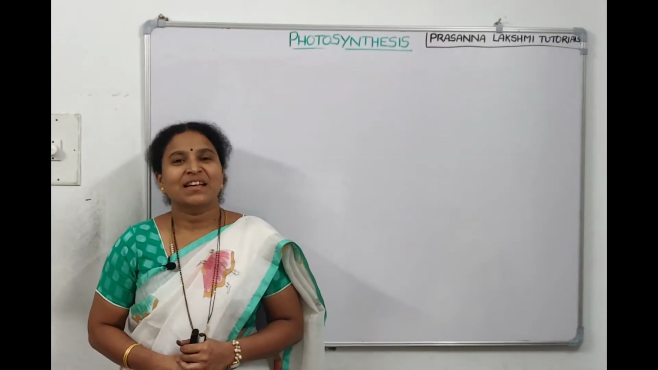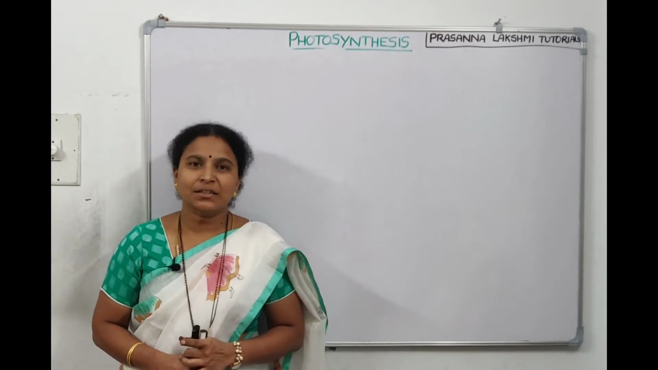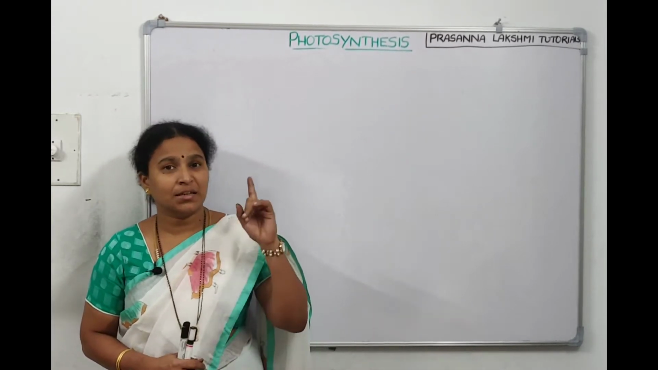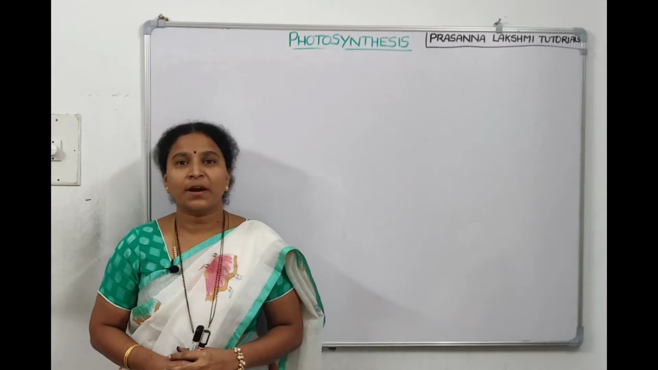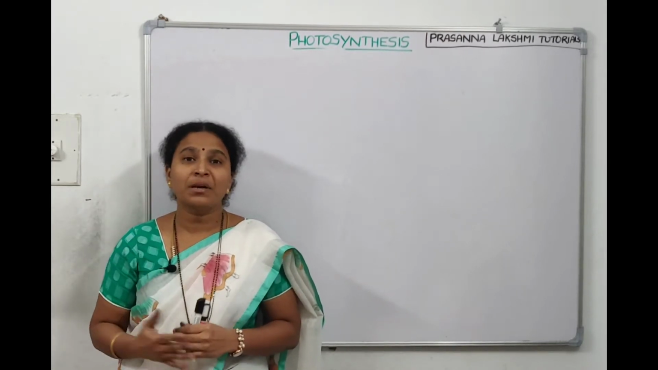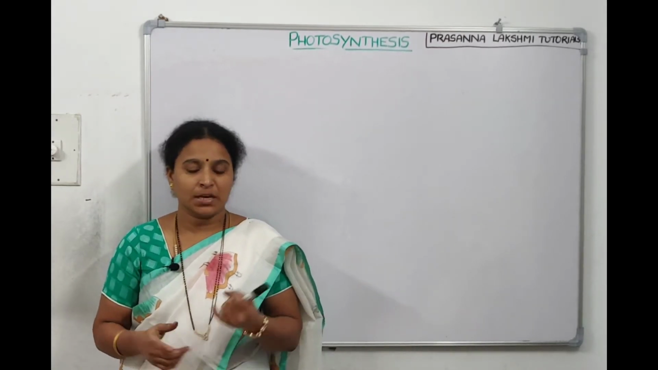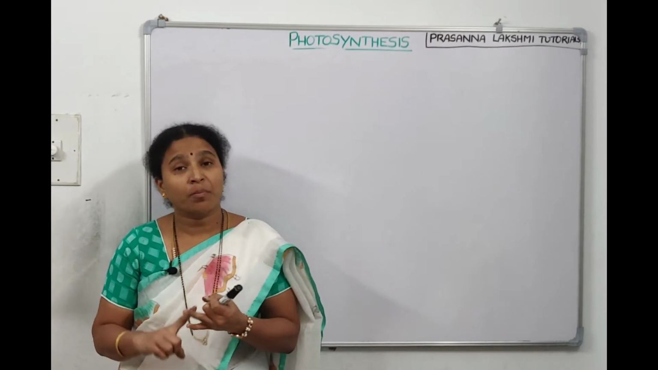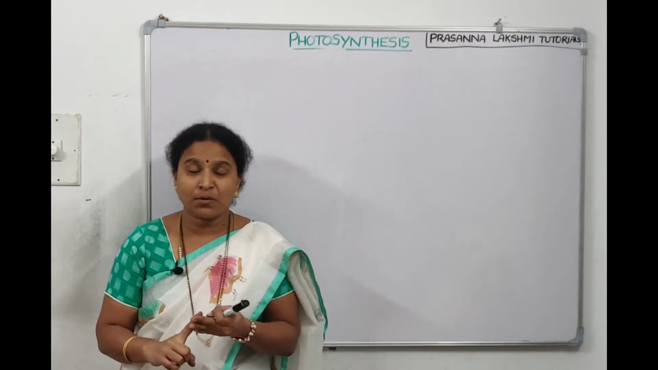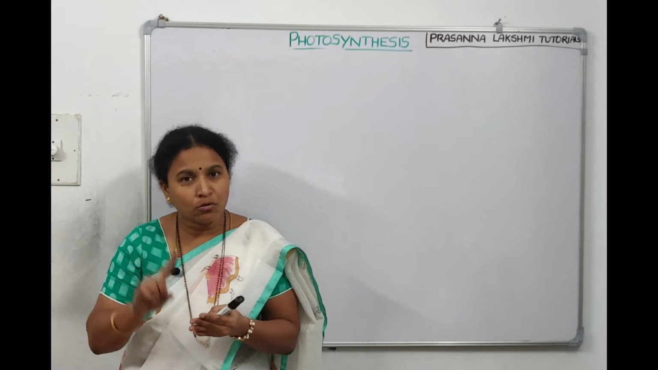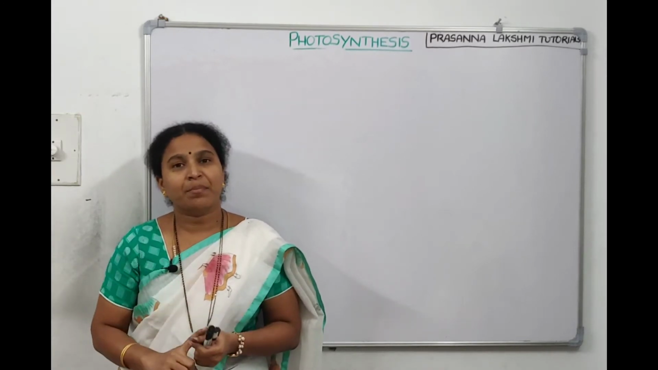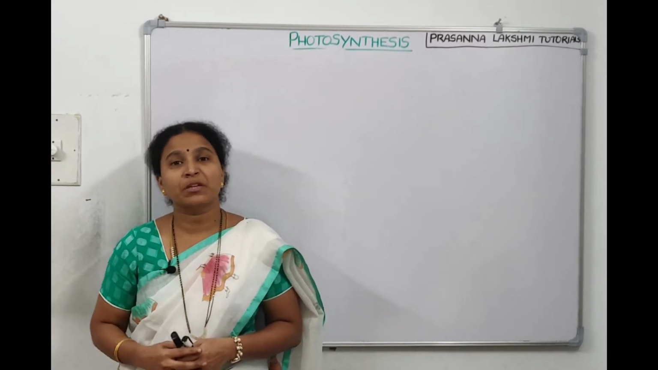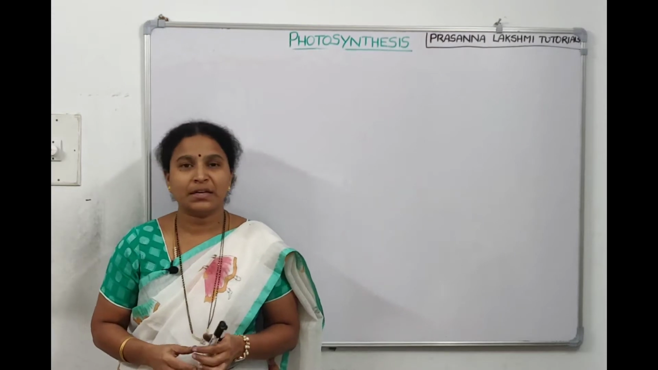Welcome everyone. In this lecture, we will discuss the early experiments which were conducted regarding photosynthesis to find out what the raw materials required for photosynthesis are: why light is required, why carbon dioxide is required, why water is required, that glucose is the end product, and oxygen is a byproduct. All this we came to know with a series of experiments. All those experiments we will discuss now.